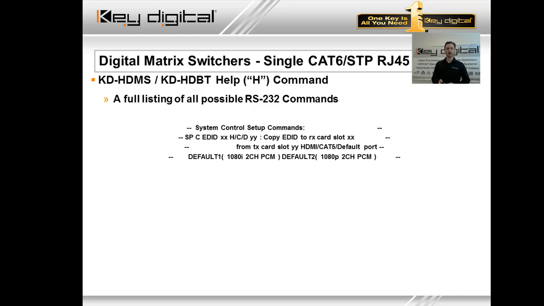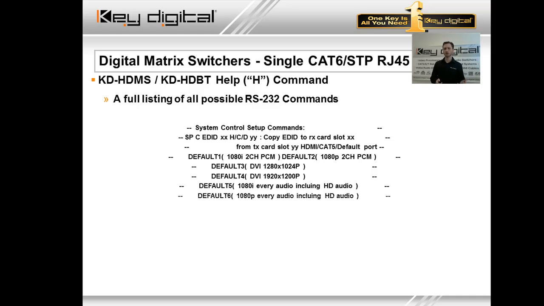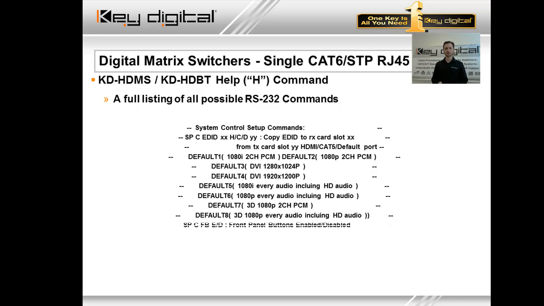Here you go. Default 1, on the current firmware, is 1080i with 2-channel audio. Default 2 is 1080p with 2-channel audio. Default 3 is a DVI computer resolution, 1280 by 1024. Default 4 is 1920 by 1200, computer comparable to 1080p. Default 5 is 1080i with all audio formats including HD audio. Default 6 is similar but for 1080p video resolution. Default 7 is 3D with 2-channel audio, or default 8 is 3D with every audio format. Okay, so this is how it's all determined.